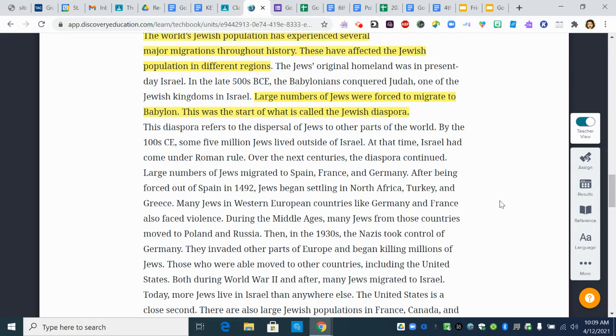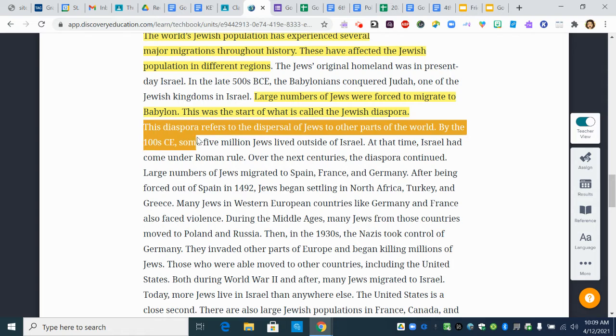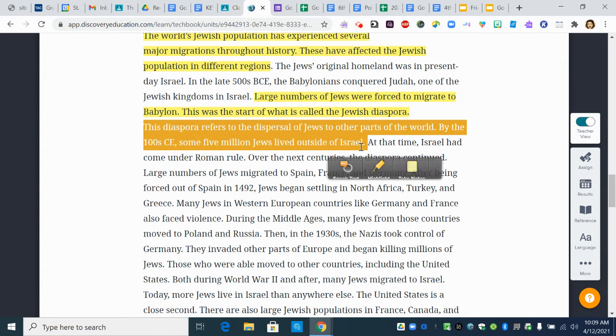By the 100s CE, some 5 million Jews lived outside of Israel. At that time, Israel had come under Roman rule. So I'm going to highlight this, it's important.